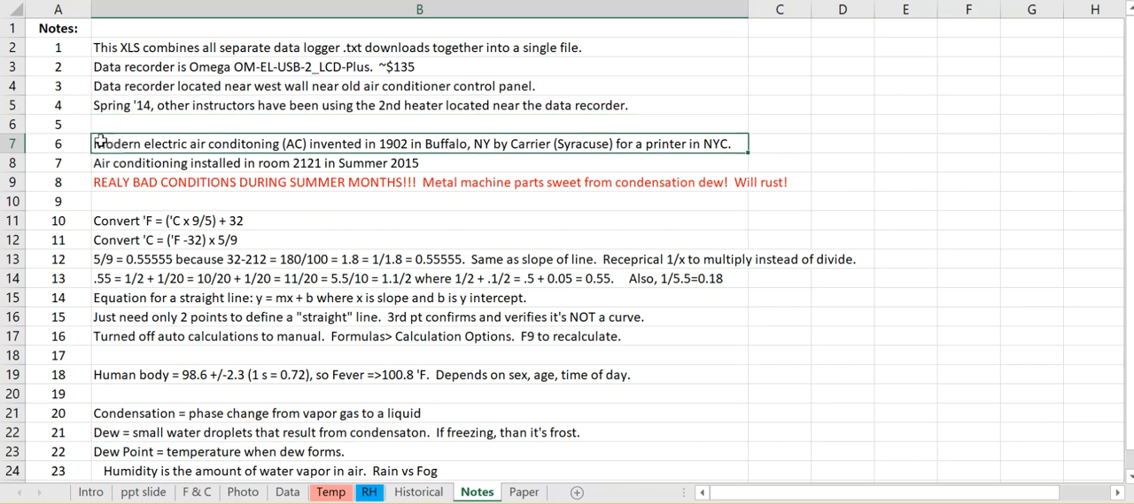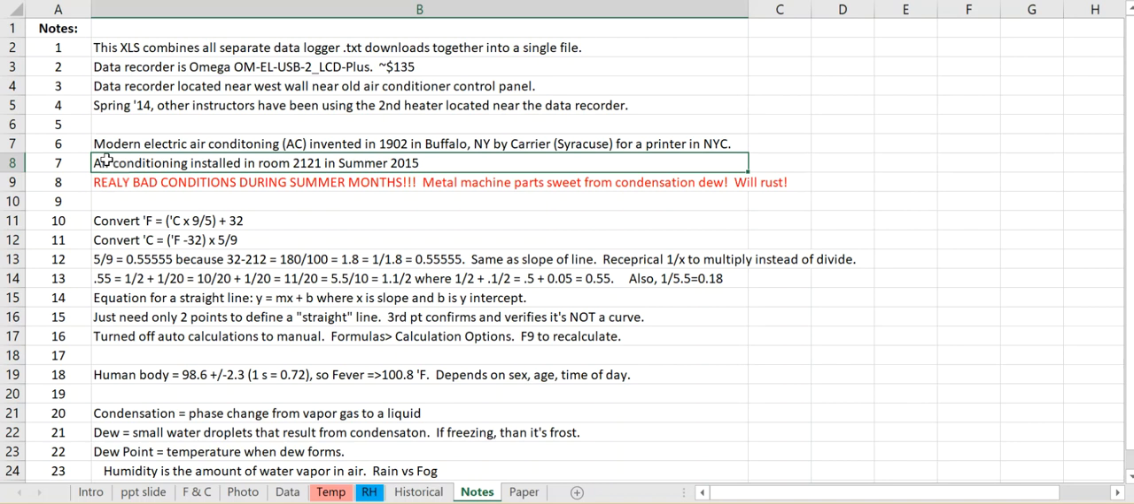Interestingly, air conditioning, modern electric air conditioning, was invented in 1902 in Buffalo, New York, by a gentleman named Carrier, who later made a company called Carrier Air Conditioning that moved to Syracuse, New York. But the reason why air conditioning was invented in the first place was for a printer in New York City that was having register problems with the paper. Very interesting fact about printing.